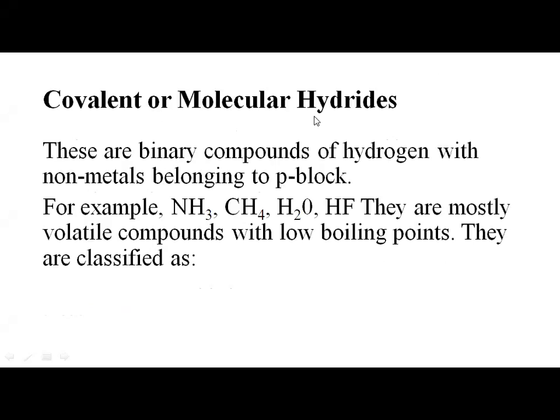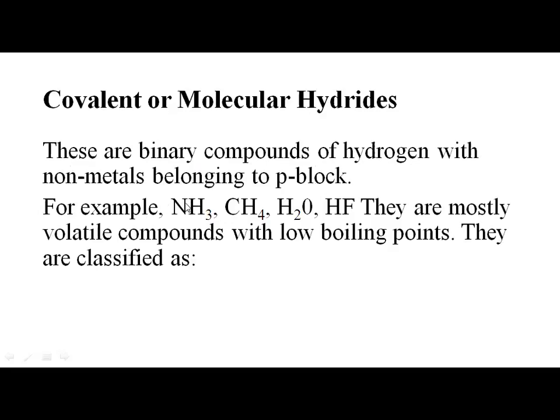Moving to the next, that is covalent or molecular hydrides. So what do we mean by covalent or molecular hydrides? These are binary compounds of hydrogen with non-metals belonging to P block. Saline or ionic hydrides belong to S block, hydrogen combining with S block elements, whereas covalent or molecular hydrides belong to P block. They are binary compounds again. Binary stands for two. For example, NH3, two different atoms are involved.